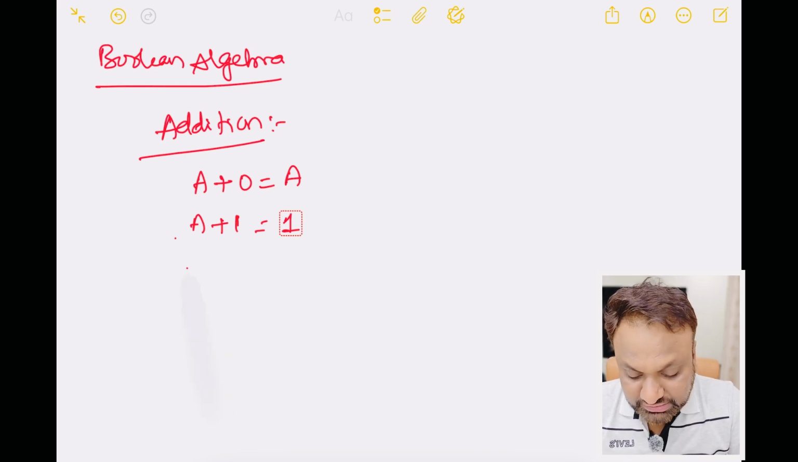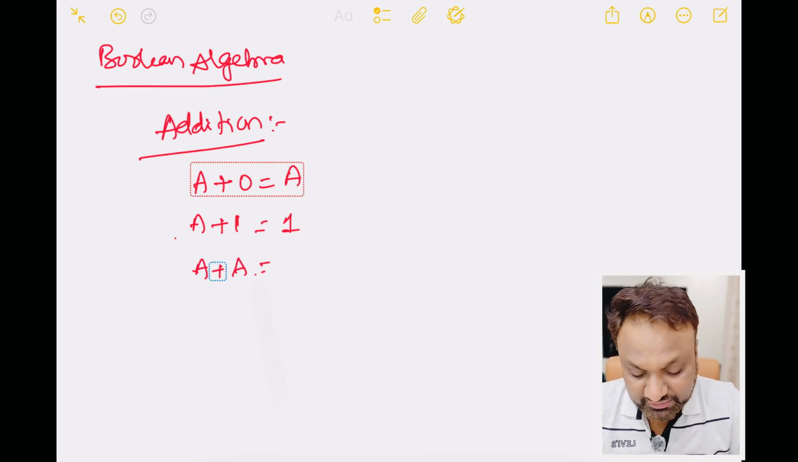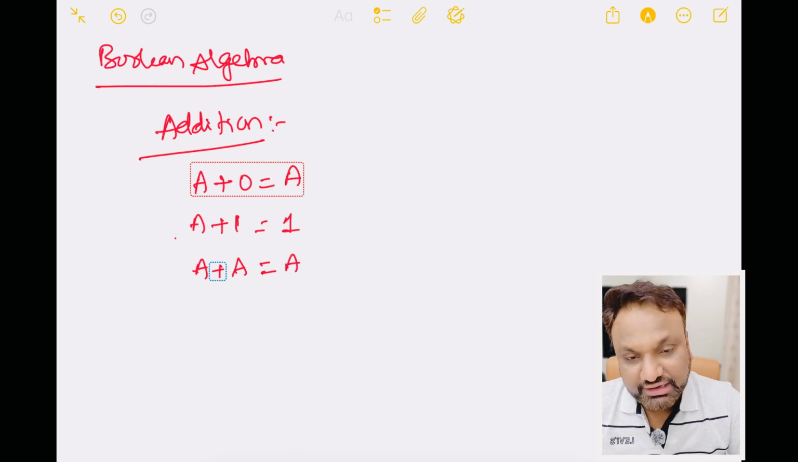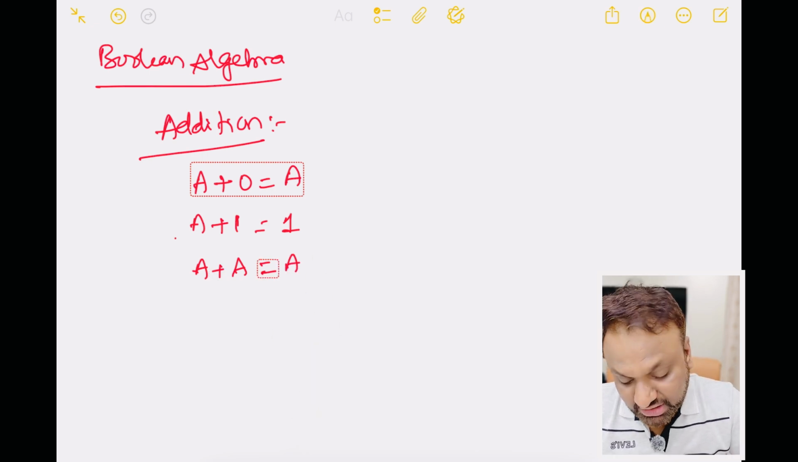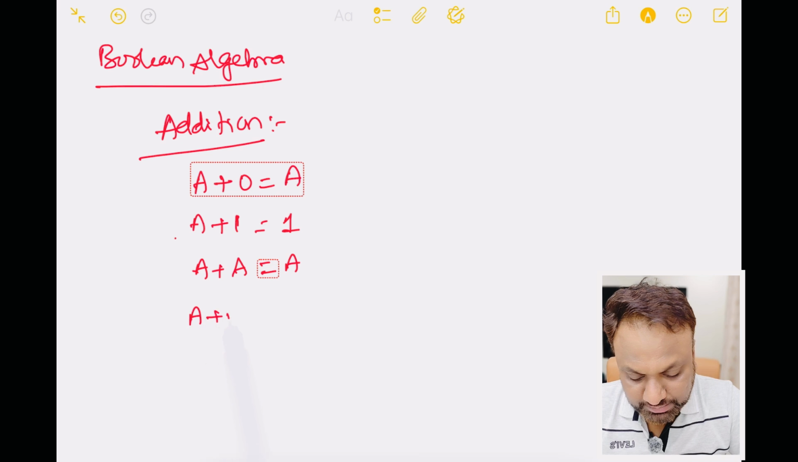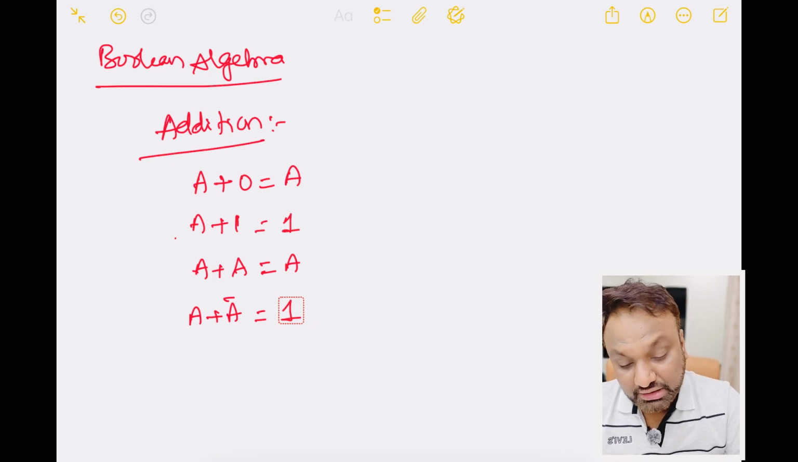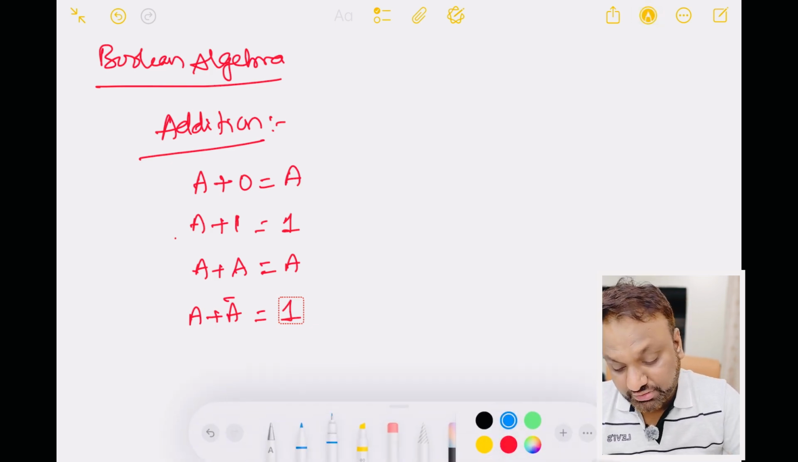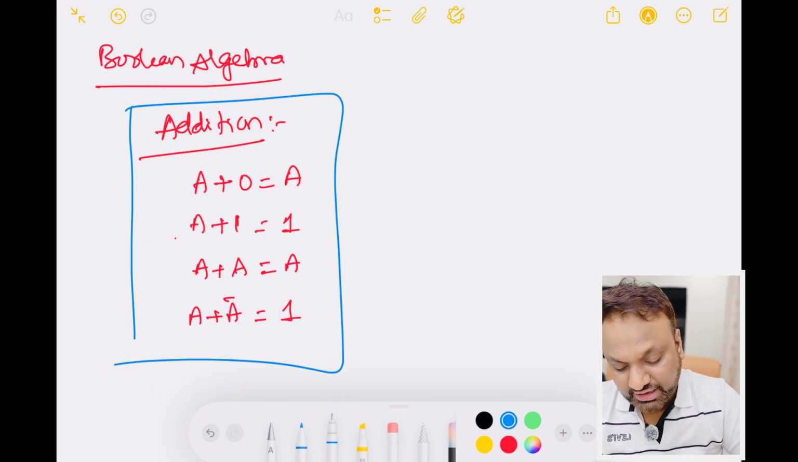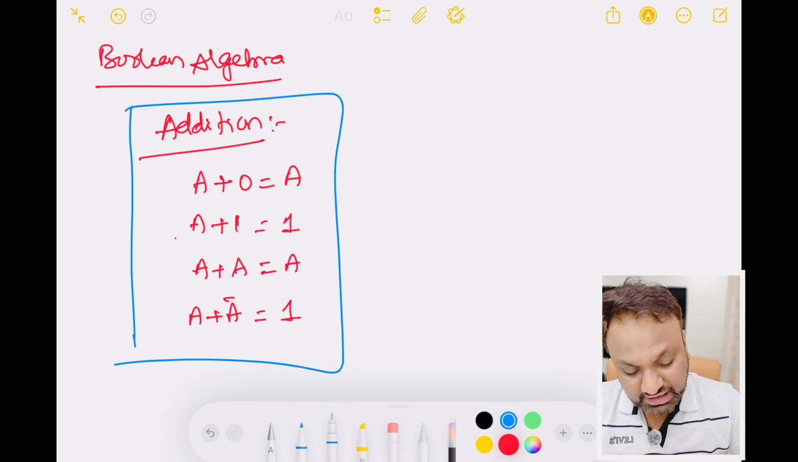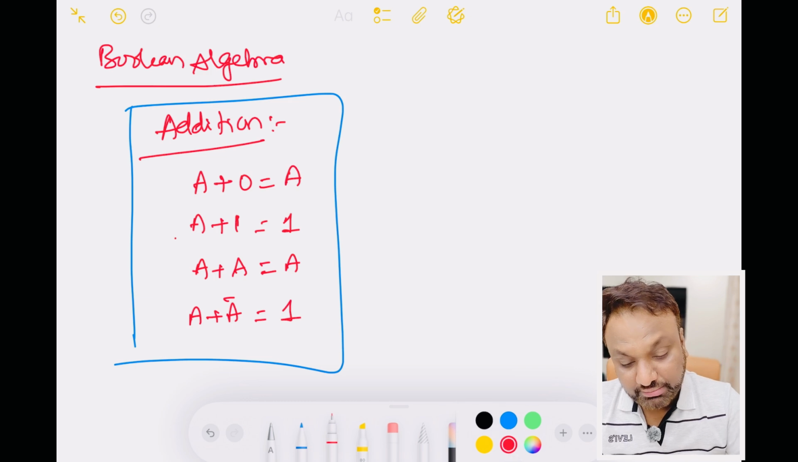Next one, A plus A. When a variable is added with the same variable, the result is A only. And the last one, A plus A bar is again equal to 1. A plus A bar is equal to 1. So these are the four Boolean laws of addition. Similarly, I can have Boolean laws for multiplication.